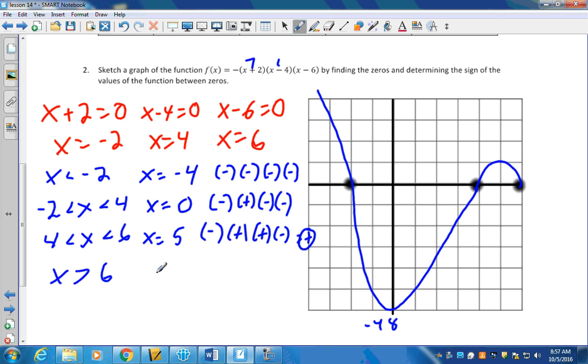And then you pick a number greater than 6. Let's say 10. You would still have that negative. You'd have 10 plus 2, 10 minus 4, and 10 minus 6. 1 negative means the graph's going to go that way.